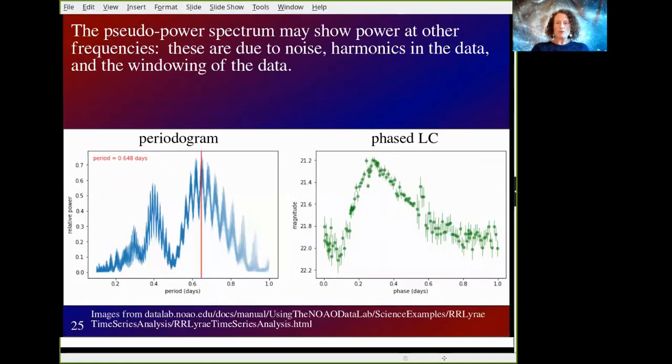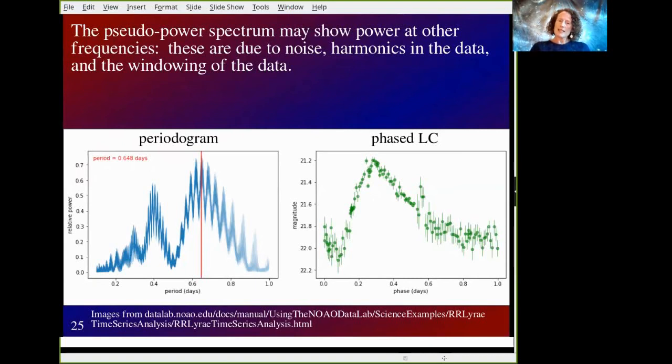The pseudo power spectrum may show power at other frequencies, and that's due to noise or harmonics in the data and the windowing of the data. I show an example of that here in this diagram. The left-hand side shows, for a raw light curve, the periodogram. And so the period is across the bottom in days. They've changed it from frequency to period. You can do that, though typically they're shown in frequency. And you can see that the period with the highest pseudo power is a period of 0.648 days. And I've marked it with the red line in the diagram.